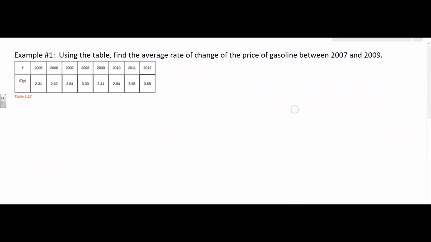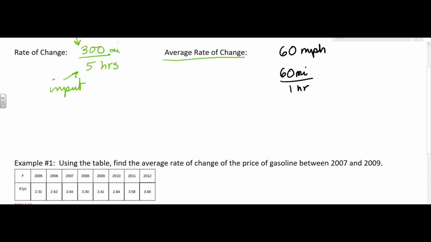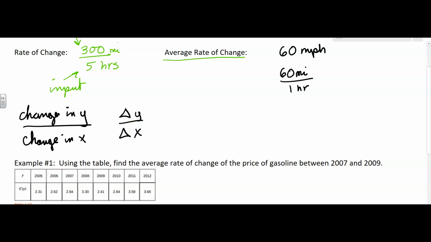They give us a table. It says, using the table, find the average rate of change of the price of a gallon of gasoline between 2007 and 2009. I'm sorry, I have to back up. Okay, so I got to tell you a little bit more about average rate of change. First of all, they'll say it's the change in y over the change in x. That's one way they'll say it. They'll call that change delta. It's like a little triangle. It's a Greek letter, delta. So it's delta y over delta x.